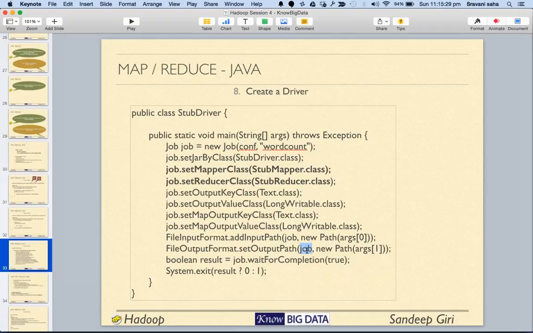Effectively, the job is the object which contains all the information about what we are trying to execute. The job knows our mapper, our reducer, our input folder, our output folder, and so on. Once you're done with configuring, you call waitForCompletion, meaning start executing and we will wait for its completion. And that's pretty much what you require at the driver level.